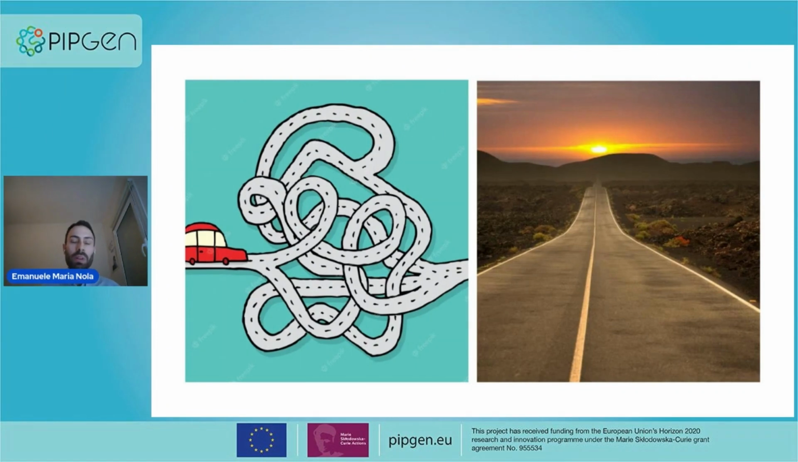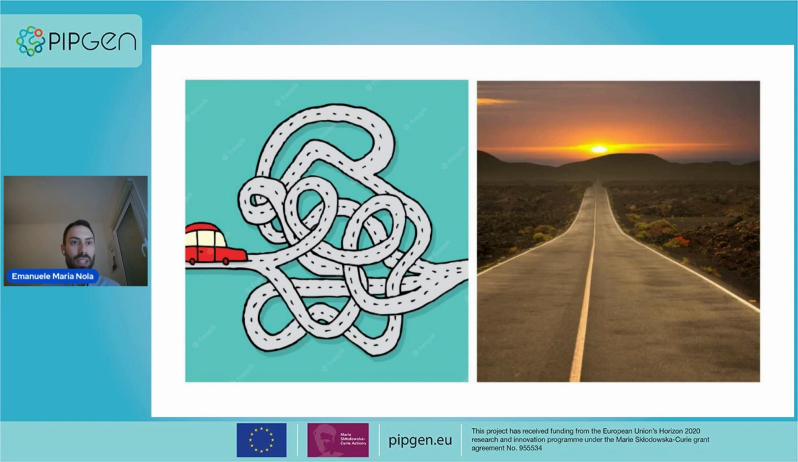So, do you prefer to drive a car in a street that looks like the left image or the right image? I guess the answer will be the right image. Now, instead of thinking about streets, imagine that these are the structure of blood vessels.